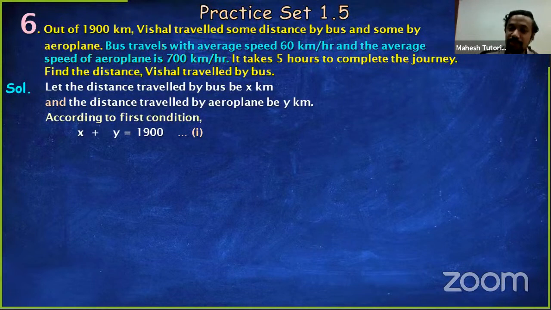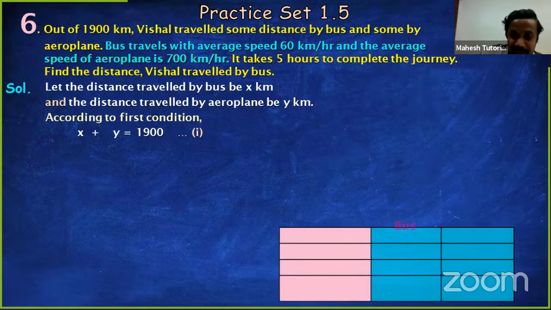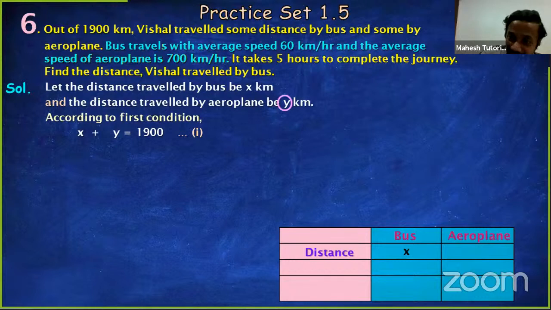So to frame the equation from the second condition, students, let us prepare a table. A table with the heading bus and aeroplane, which are the modes of transport, and distance, speed, and time. To begin with, can you all tell me, as per our assumption, Vishal has traveled by bus. What is the distance that he has traveled by bus? X kilometers. So the distance by bus is X kilometers. What is the distance that Vishal has traveled by aeroplane? Y kilometers. So by aeroplane, he has traveled Y kilometers.